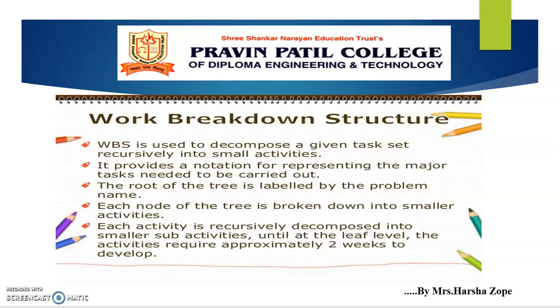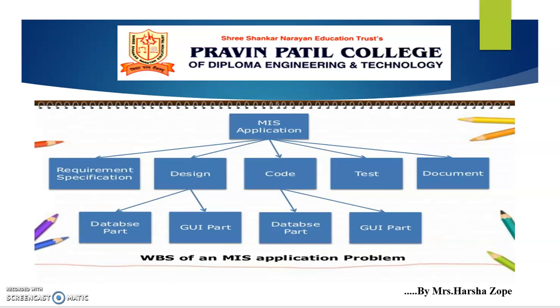Work breakdown structure is used to decompose a given task set recursively into small activities. It provides notation for representing the major tasks that need to be carried out. The root of the tree is labeled by the problem name. Each node of the tree is broken down into smaller activities. Each activity is recursively decomposed into smaller sub-activities until the leaf level. The activities require approximately 2 weeks to develop.